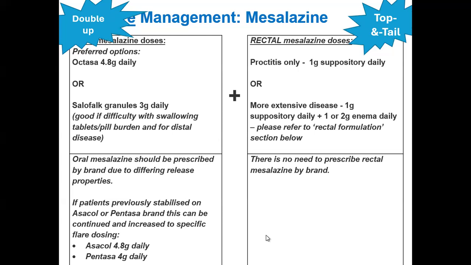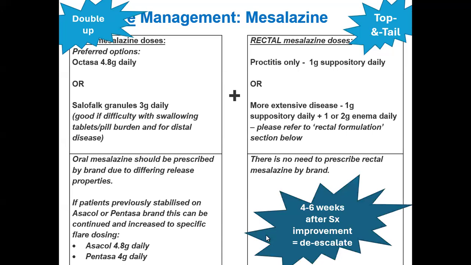But as you know, Azicol and Pentasa have been up and down in the market, so they might not be able to get them available now or for much longer. And then the rectal products that we put in, as I mentioned, if it's proctitis only, they get a suppository, so it's 1 gram. If it's more extensive disease, so remember those red diagrams, then they would get a suppository plus an enema on top. So quite a lot of mesalazine going on, but we really want to hit it hard and strong.